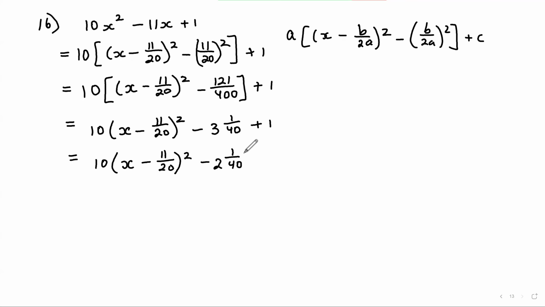121 over 400. I'll just say minus 3 plus 1 is minus 2. And then you add the fraction part, so minus 2 and 1 over 40. Oh, and I don't get fractions.